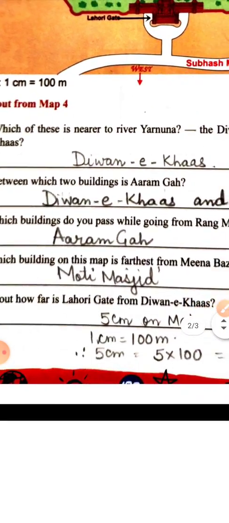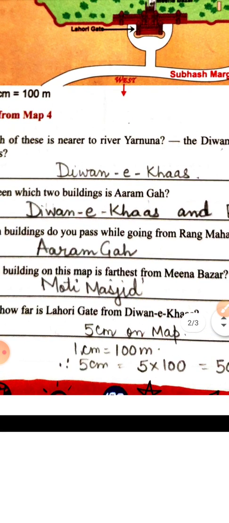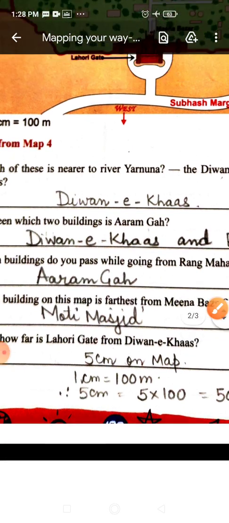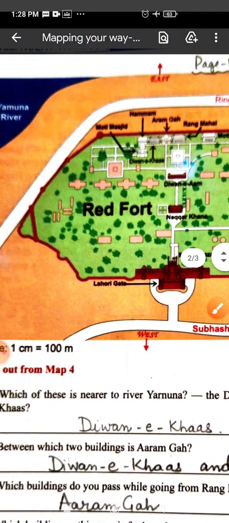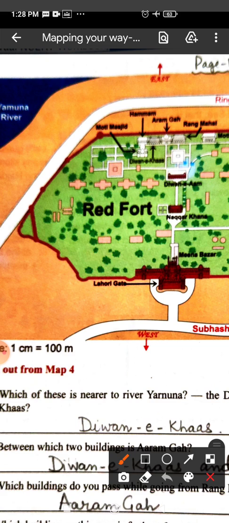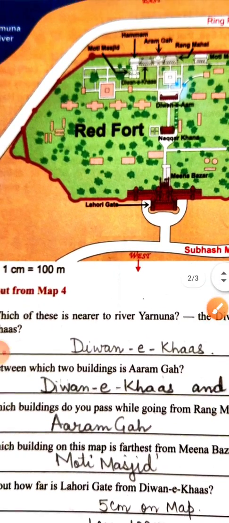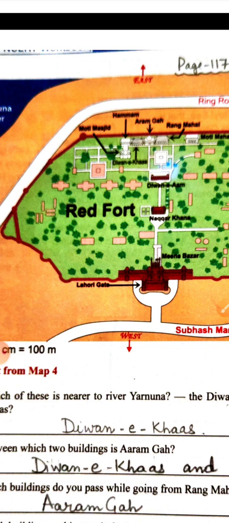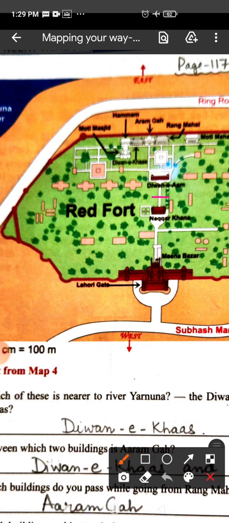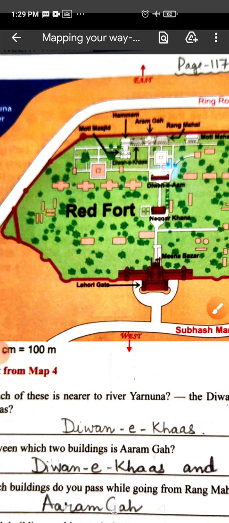Now, which building on this map is farthest from the Meena Bazar? Here you can see this is Meena Bazar, and from this building which one is farthest? Children, here you can see all are nearer to Meena Bazar except Moti Masjid. So this one is the farthest from the Meena Bazar.